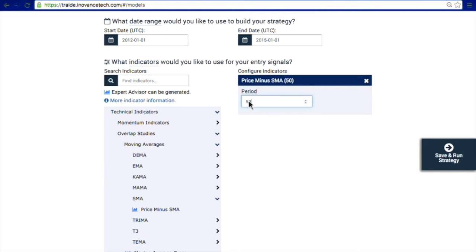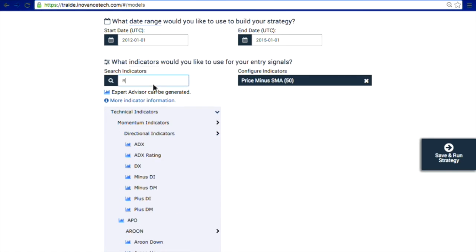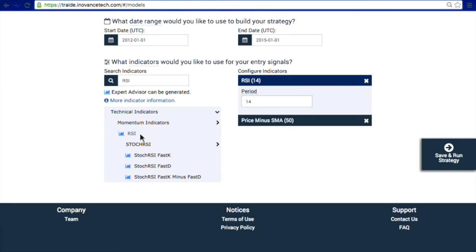So let's use a 50-period SMA, and what this indicator is going to return is the distance in pips between the price and the 50-period moving average. When we see that number positive, that tends to be a bullish trend as the price is above, and if it's a negative number, we tend to think of that as a bearish trend since the price crosses below. And second, let's choose another common technical indicator here, the relative strength index, to help time our entries.